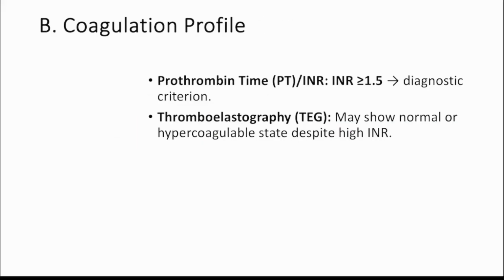Second, we look at the coagulation profile. Prothrombin time and INR are the diagnostic criteria. And the best thing is to do thromboelastography. It may show normal or hypercoagulable results in the presence of a high INR. So the patient can develop features of bleeding manifestation and thrombosis. That's another point you should keep in mind, because protein C, protein S, and other factors are also produced in the liver. So sometimes it may be hypercoagulable in the presence of increased INR.